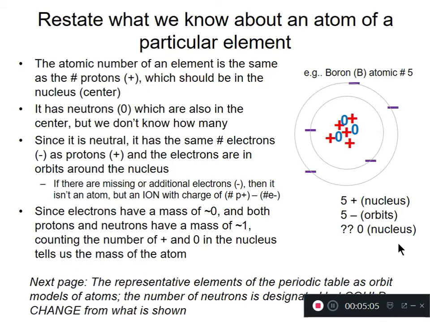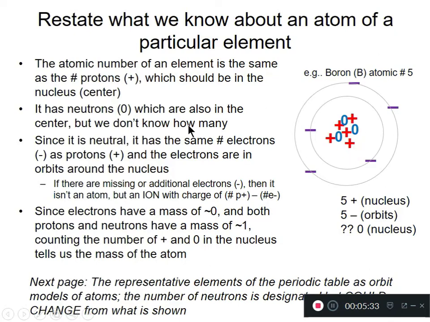Okay, so let's just now go back and restate this orbit model, but build it up from all of these principles together. The atomic number of an element is the same as the number of protons, which should be in the nucleus. So we're going to put those protons in the nucleus. Over here I'm looking at boron, and I went to the table and found that boron's atomic number is 5. So I put 1, 2, 3, 4, 5 protons in this center.